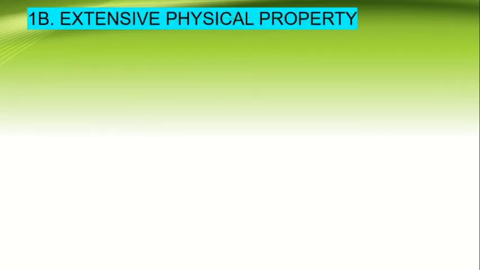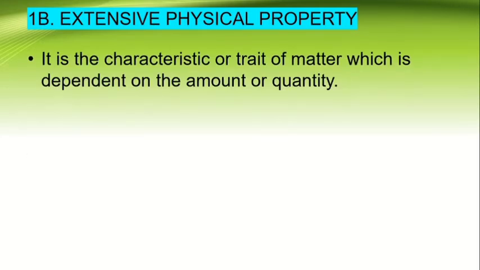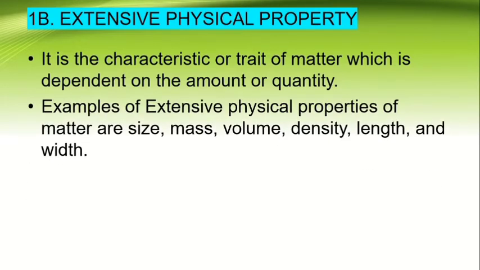Second type, we have extensive physical property. It is the characteristic or trait of matter which is dependent on the amount or quantity. Examples of extensive physical properties of matter are size, mass, volume, density, length, and width. They are not easily observed by our senses.